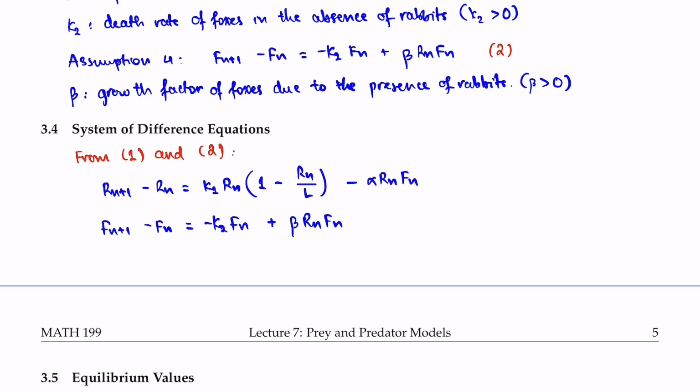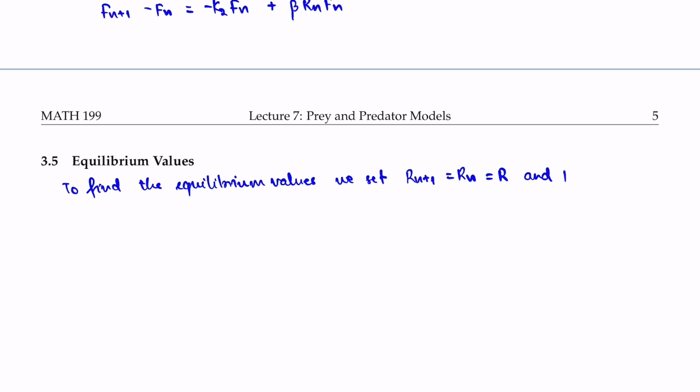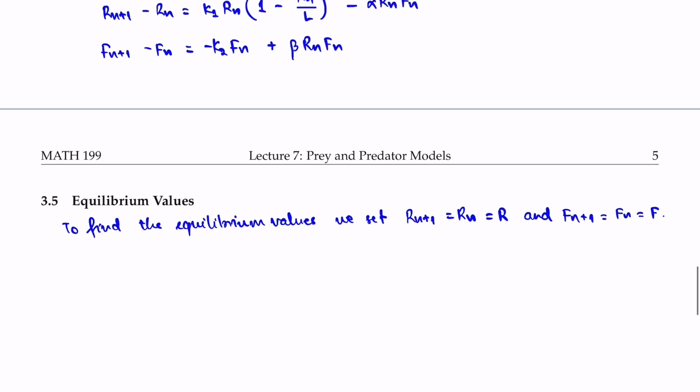Now, as usual, the next thing that we do is find the equilibrium values of this model. To find the equilibrium, we set R sub n plus 1 equal to R sub n equal to R, and F sub n plus 1 equal to F sub n equal to F, and we're going to find the values of R and F from this system. Then we substitute R and F into the system, and here's what we got.